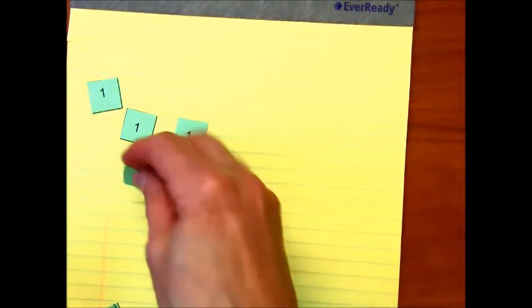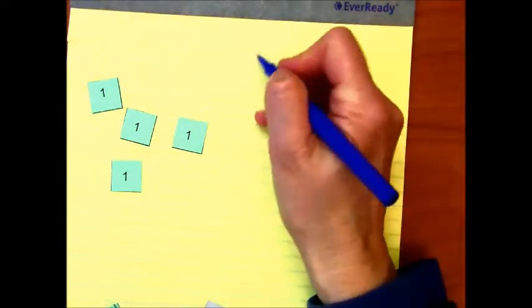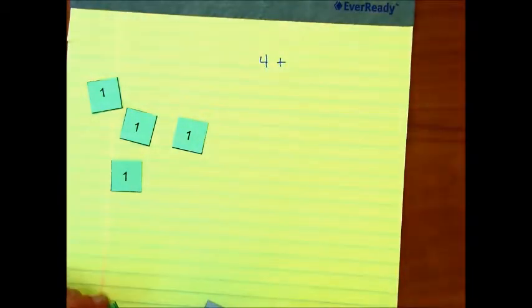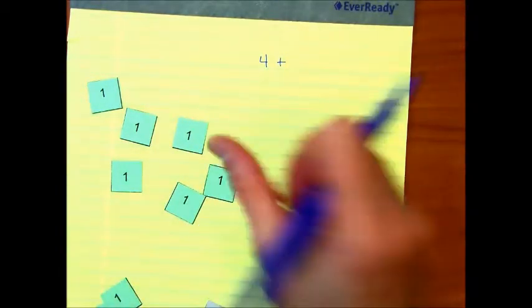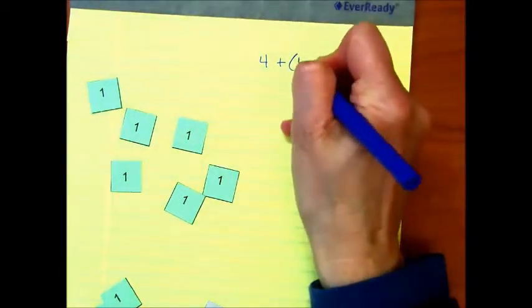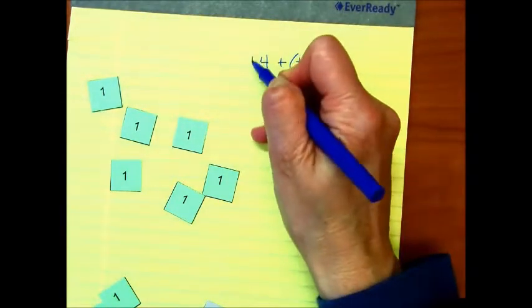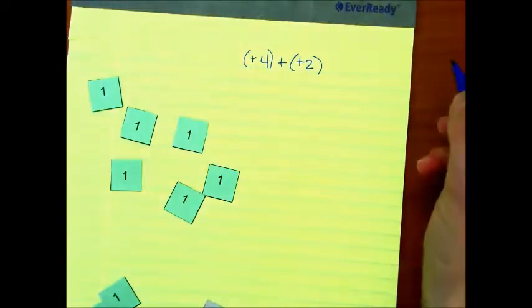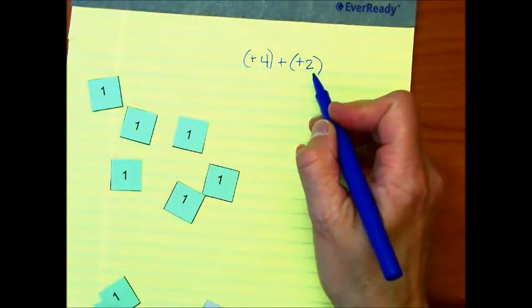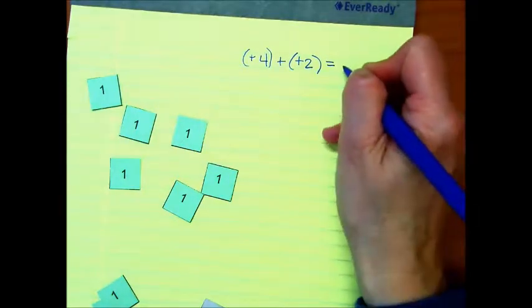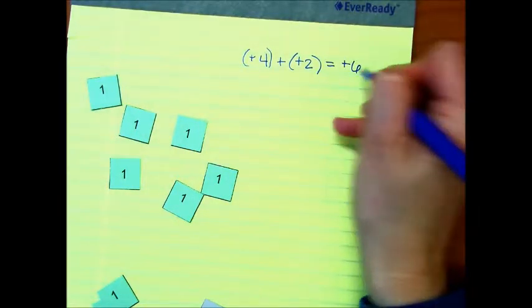So in this first one, let's say we're going to combine, we have 4 tiles, or 4 positives, and we're going to add to that 2 more positives. So 4 positives, and we could write it with the positive 4. Positive 4 plus positive 2 is going to give us a total group of 6, or 6 positives.